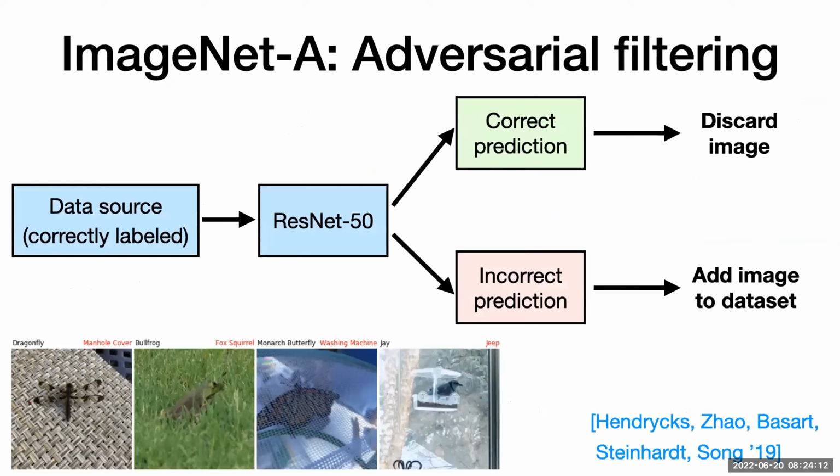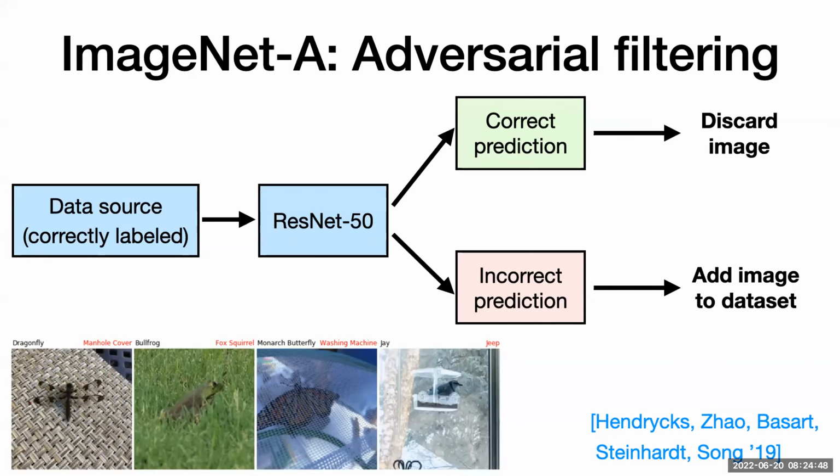What does this mean? So the idea is the researchers started with a data source of images that were all correctly labeled, and then they filtered them through one specific model. So you take all of your correctly labeled images, send them through a ResNet 50. If the ResNet 50 correctly classifies the image, then you discard the image from the test set. So the only images you keep in your test set are those on which a ResNet 50 makes an error. Okay, so by definition, a ResNet 50 is going to get accuracy 0 on this test set. The interesting question is, what are other models going to do?